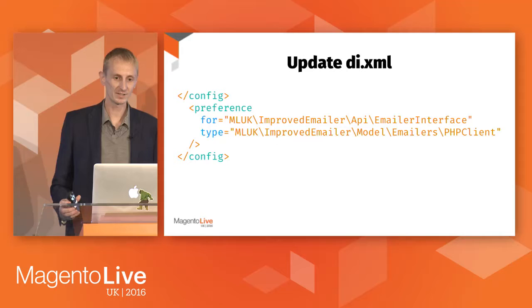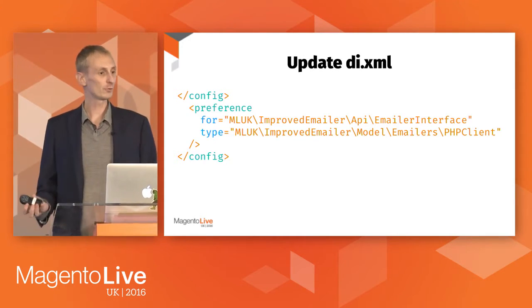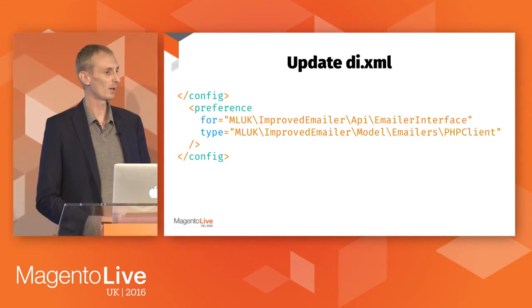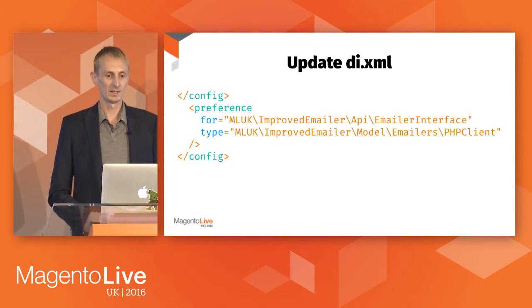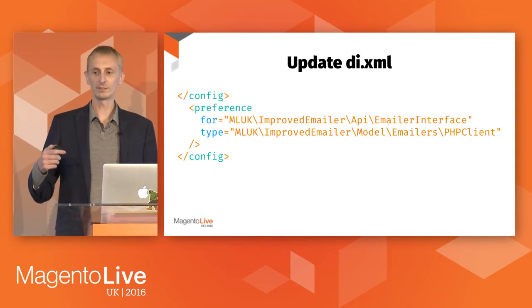And again, we update our di.xml. So instead of the preference being for the Mandrill interface, it's going to say, right, my preference for emailer is now the PHP client. And instantly, anytime the emailer interface is called, it's going to be replaced by the PHP client. And because I'm implementing send and set variables, the application continues to work.